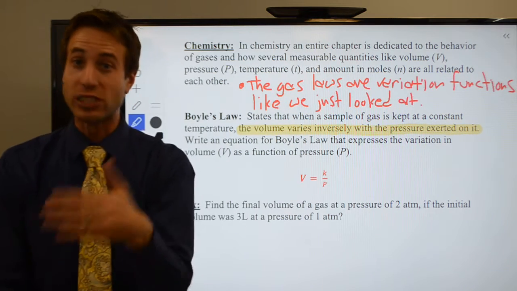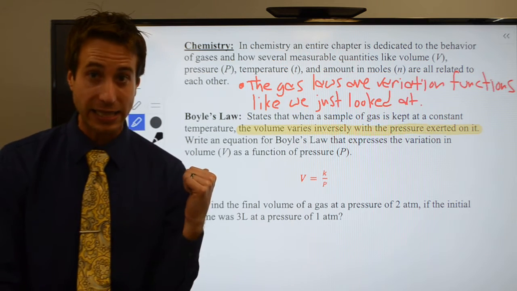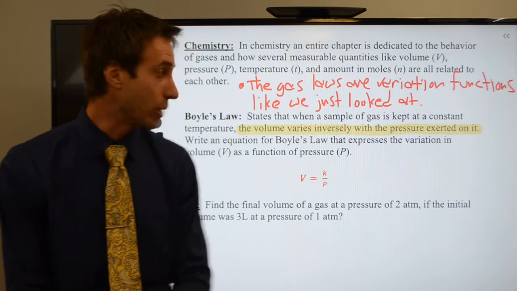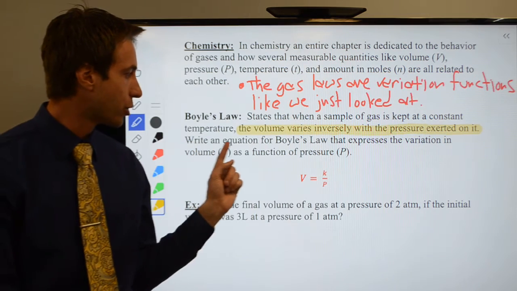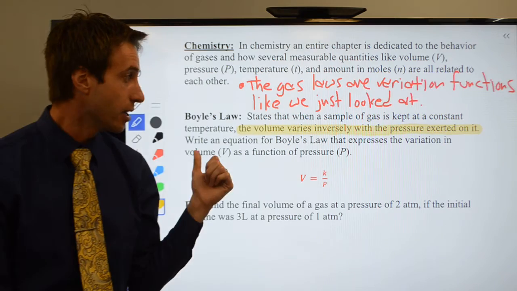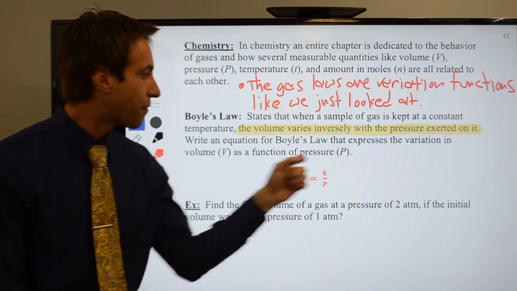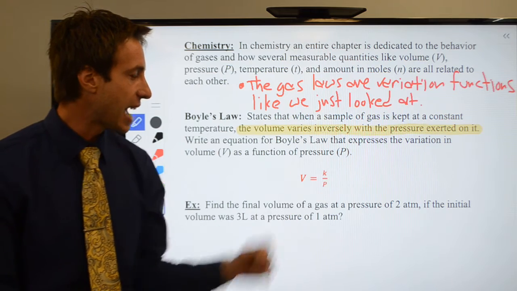We have just looked at inverse variation relationships. You should at this point be able to write a function for that, and we will. So here's what I want you to do. I want you to write an equation for Boyle's law that expresses the variation, right? The variation in the volume, which is given by a capital V, as a function of the pressure, which is given as a capital P.